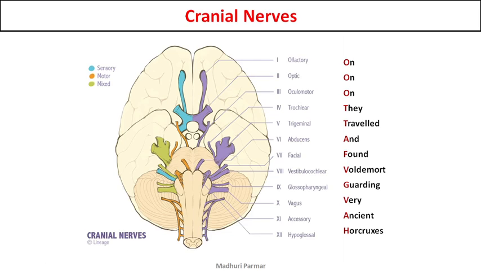Now, I don't know how many of you are Harry Potter fans, but for them it might be a little easier to remember. On they traveled. You can remember one "on" for Harry, one "on" for Ron, and one "on" for Hermione. Okay, so on they traveled and found Voldemort guarding very ancient Horcruxes.